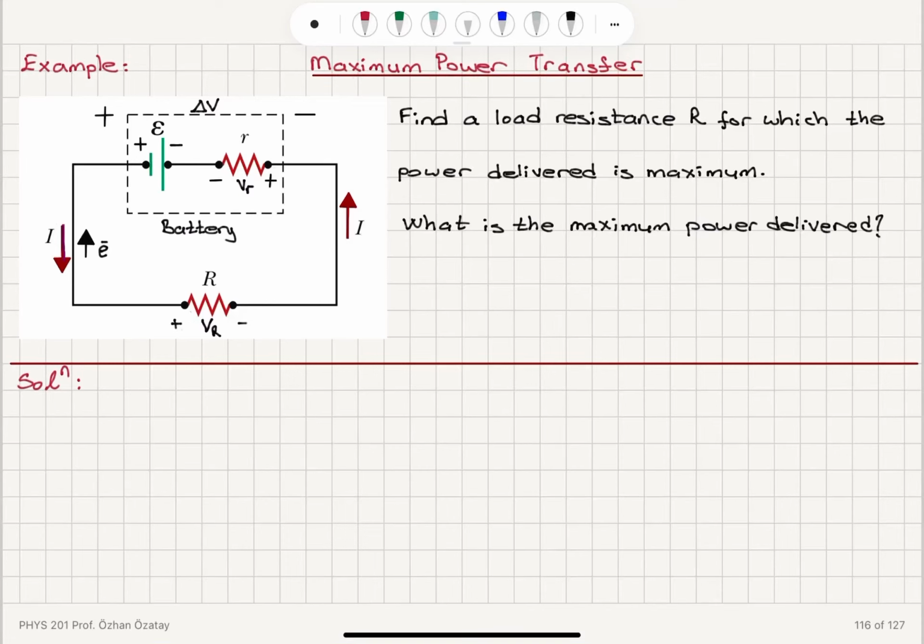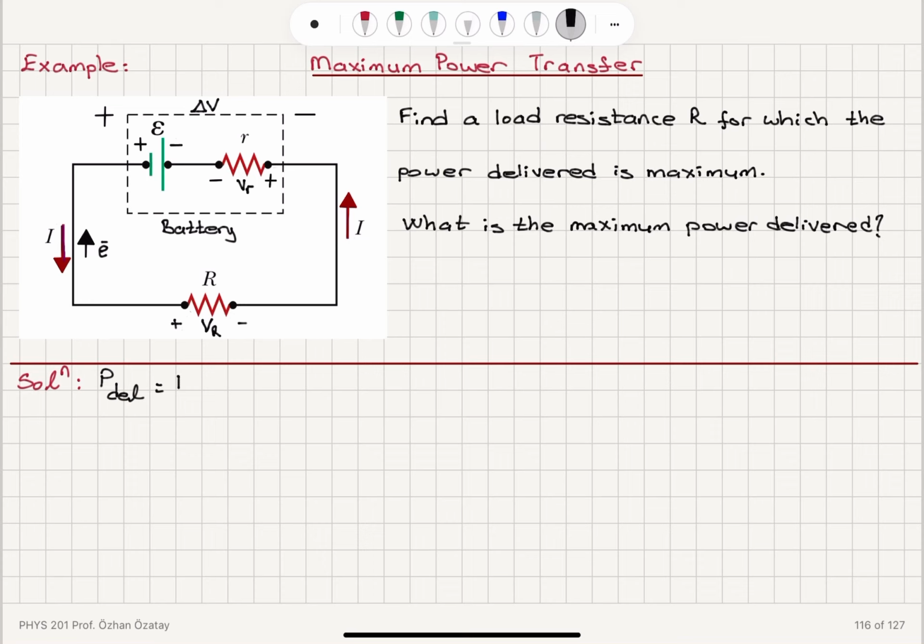Maximum power transfer. Now we're considering the previous DC circuit, where we have a steady current I that flows through the circuit. The battery has electromotive force EMF epsilon, internal resistance r, and we have a load resistance capital R. Find the load resistance capital R for which the power delivered is maximum, and what is the maximum power delivered.